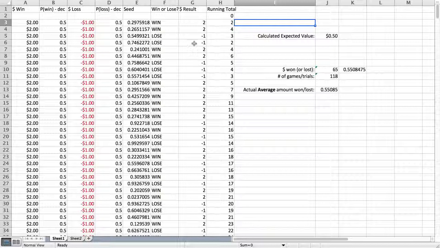In the next game we lost, so we go down another $1. That takes our winnings down to $2. Then we won, we're up to $4. We won, we're up to $6. We lost. So there goes $1 each time. Then we win. This is completely random. Of course, if you played this game, your wins and losses would be different. But I want to look over here and show you what's happening.